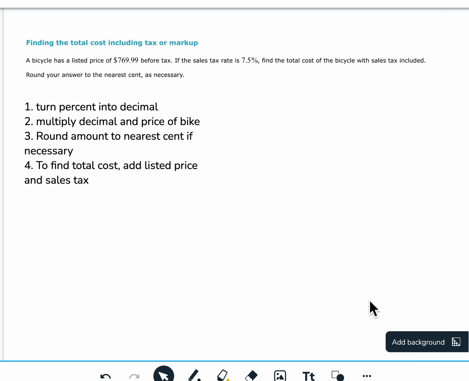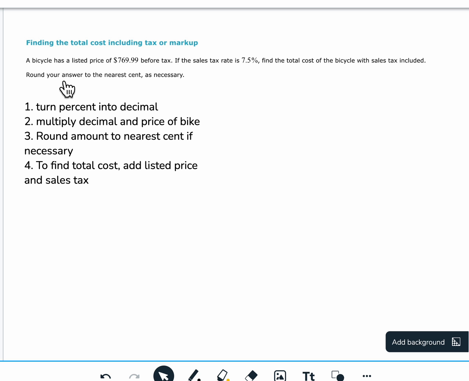Okay, kids, so today we're going to be looking at price markups or price discounts. And in this question for Chapter 6, Lesson 5, it says find the total cost including tax or markup. So sometimes you buy something at a store, and before you get to the cash register, you already know that this isn't going to be the total price of the item that you bought. Nope, there's something called sales tax, and you're going to have to figure out what that would be, including the original amount of the item you bought.